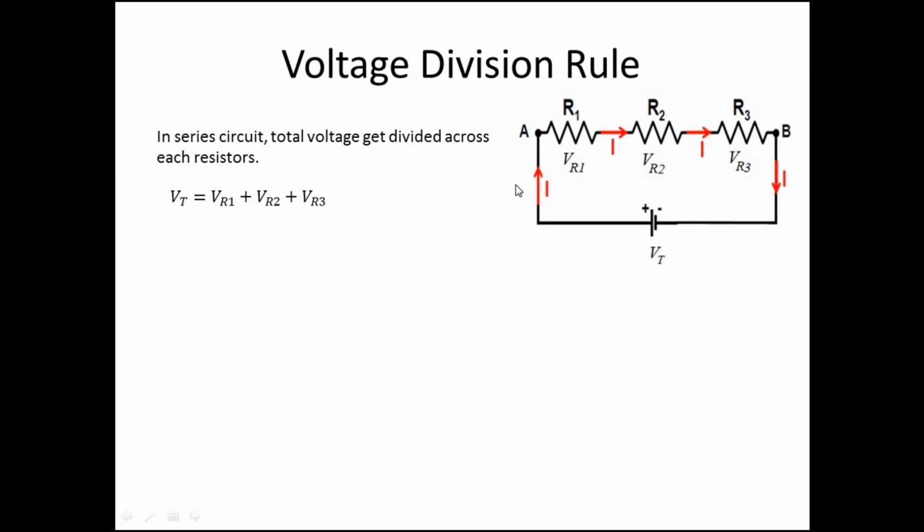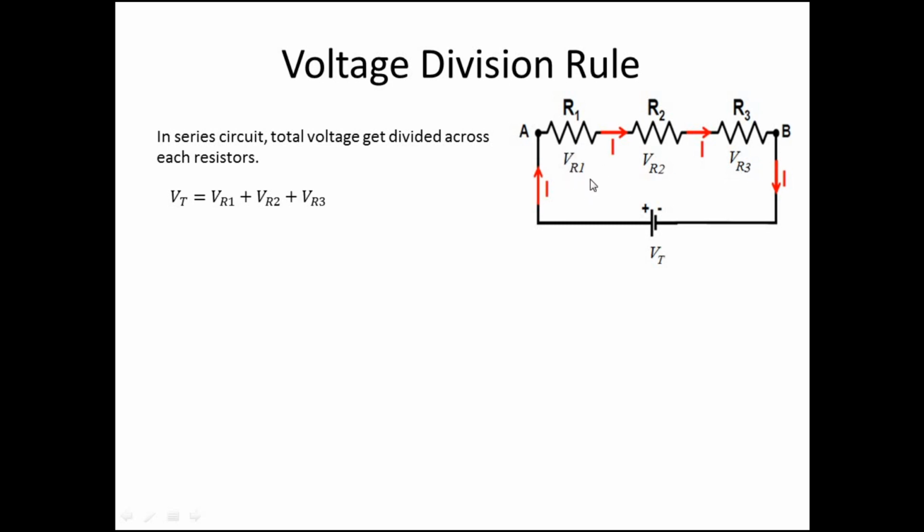So we know that in a series circuit the sum of the voltages across these resistors will be equal to the total voltage, but we do not know what exactly VR1, VR2, VR3 are. So the voltage division rule is a solution for finding VR1, VR2, VR3 in terms of Vt and these resistance values, or it gives the information on how the Vt is getting divided across each resistor. So we have to find VR1, VR2 and VR3.